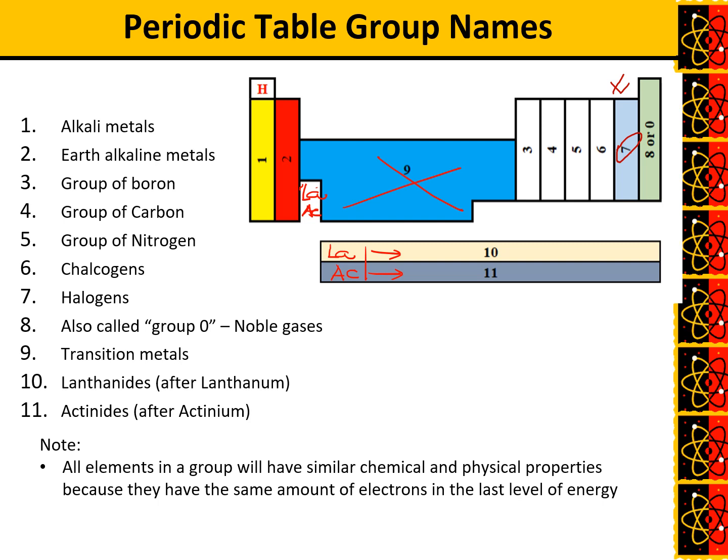So number 1, alkali metals. Number 2, or group number 2, alkaline earth metals. Group number 7, halogens. 8, noble gases. You need to remember how to locate these elements.